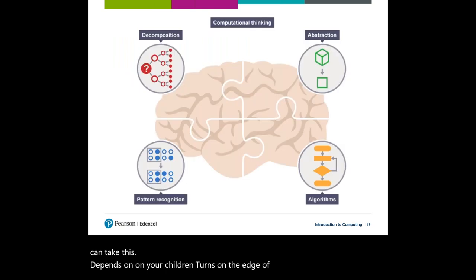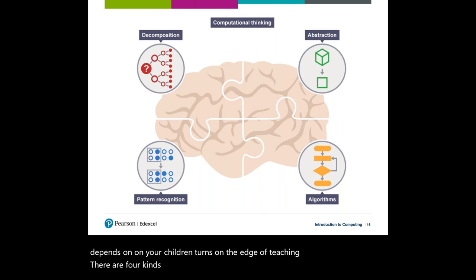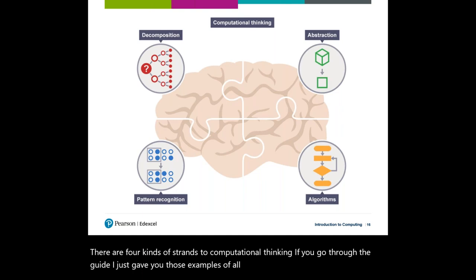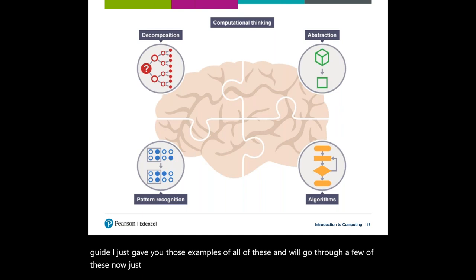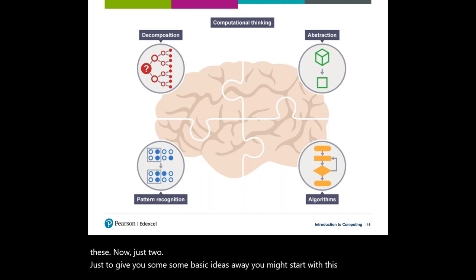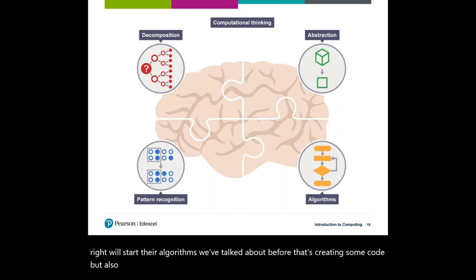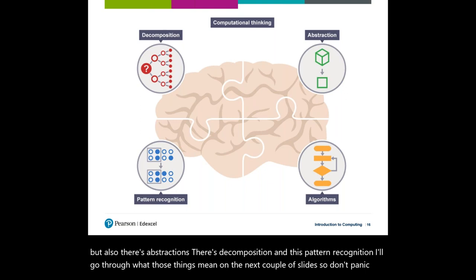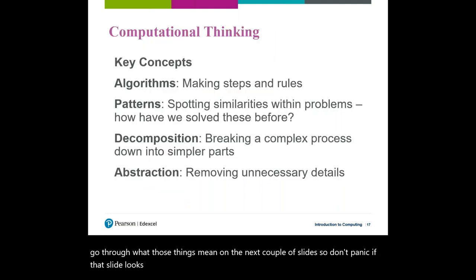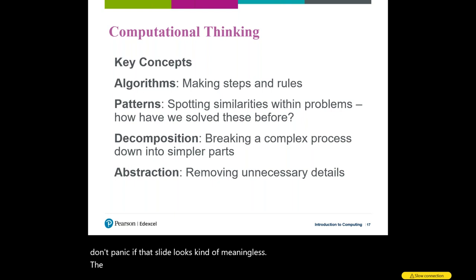There are 4 strands to computational thinking, and if you go through the guide I just gave you, there's examples of all of these, and we'll go through a few of these now just to give you some basic ideas of where you might start with this. The bottom right, I'll start there. Algorithms we've talked about before, that's creating some code, but also there's abstraction, there's decomposition, and there's pattern recognition. I'll go through what those things mean on the next couple of slides. So don't panic if that slide looks kind of meaningless. The algorithms we've talked about before, that's the making steps and making rules. So that's writing simple sets of instructions.